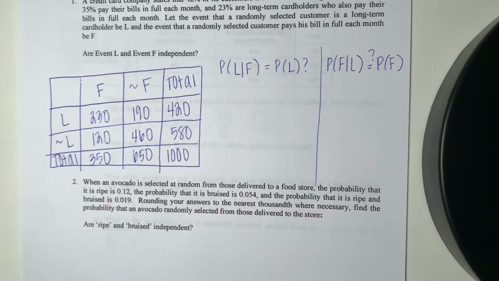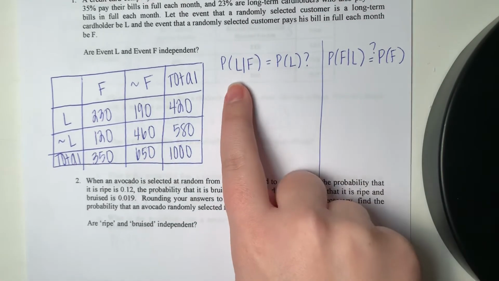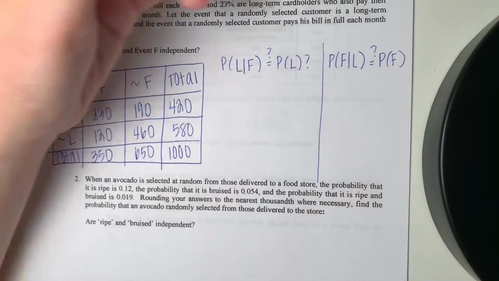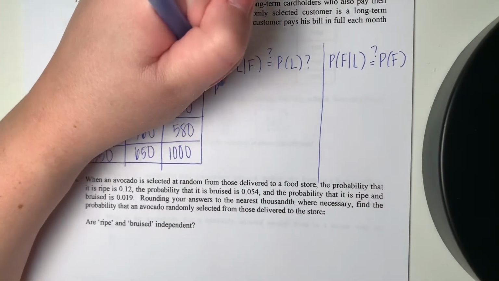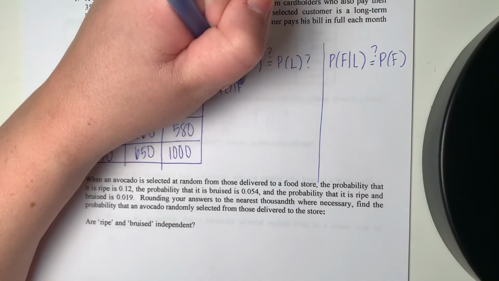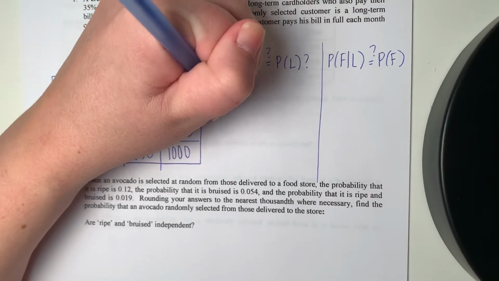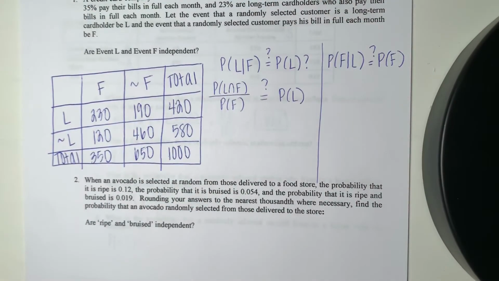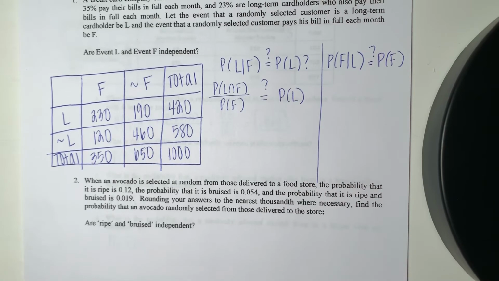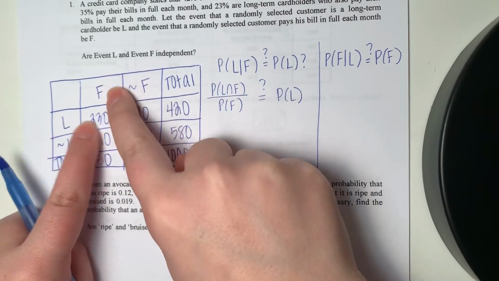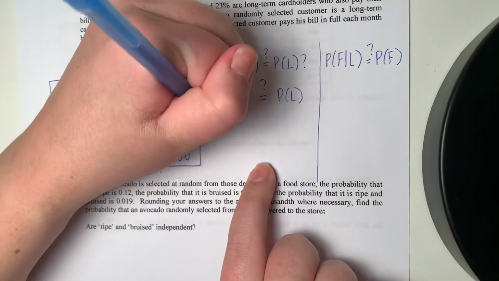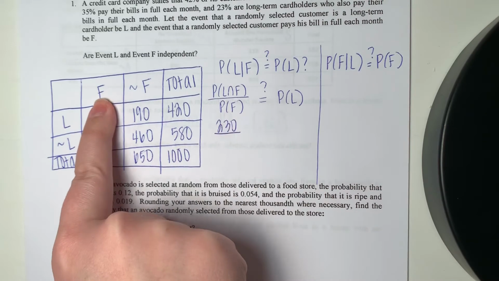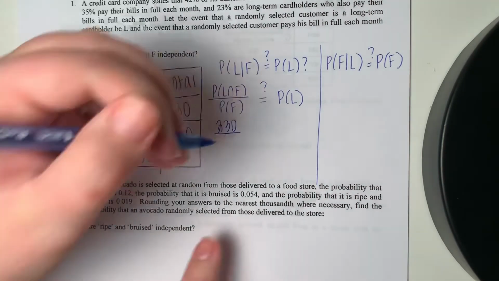Okay. So now, if I'm trying to calculate the probability of L given F, and I want to know, is that equal to the probability of L? Remember that this really means the probability of L intersect F over the probability of F. Is that equal to the probability of L? Okay, so the probability of L and F, well, here's L, here's F. The probability of both of those things happening is 230, over the probability of F, here's F, my total here is 350.